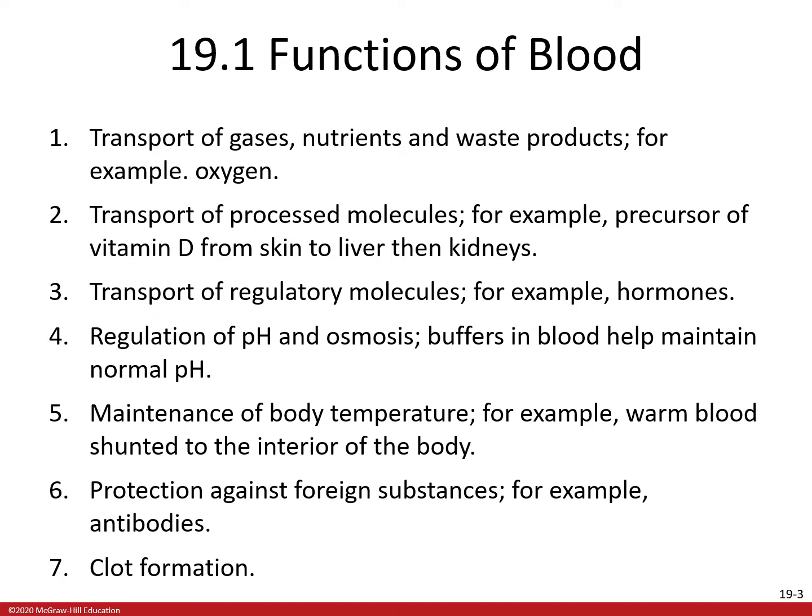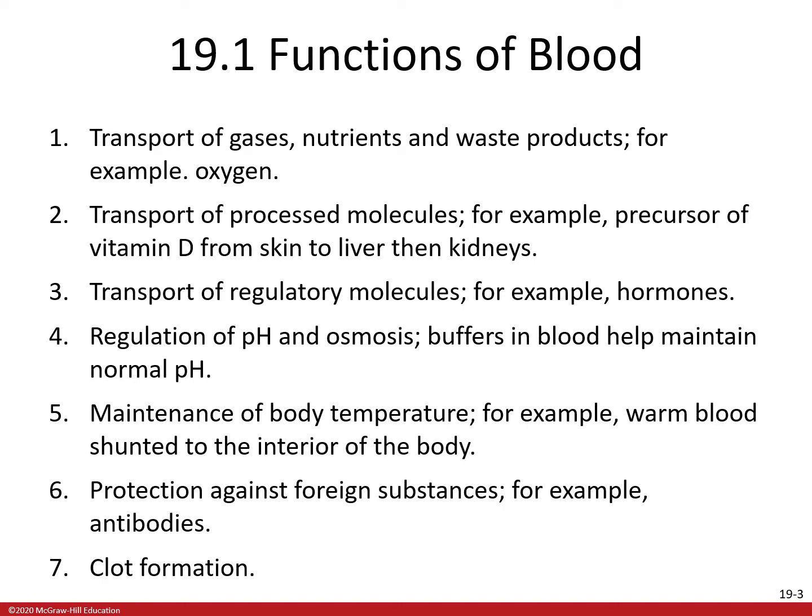For example, this is hormones, so think back to the endocrine system and how we discussed the difference between the endocrine system and the nervous system, how the nervous system is going to transport neurotransmitters through nerve cells versus how hormones are going to be transported through the cardiovascular system.